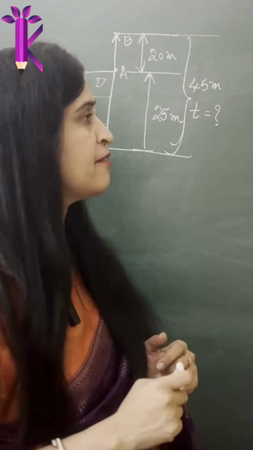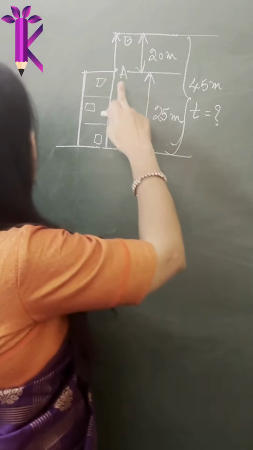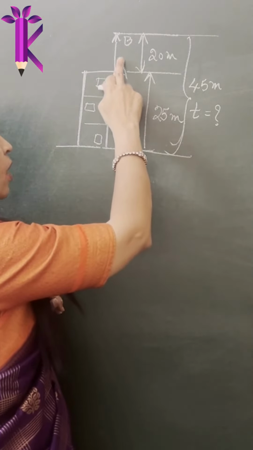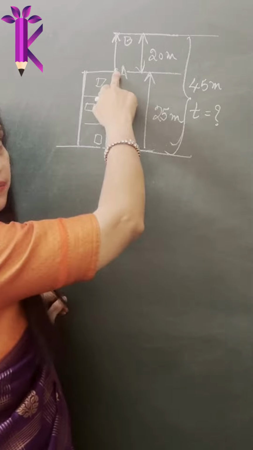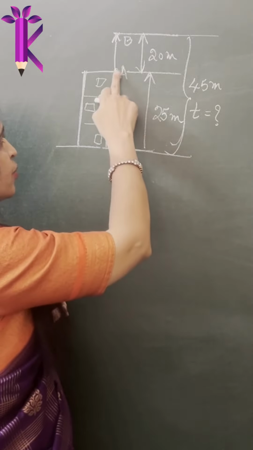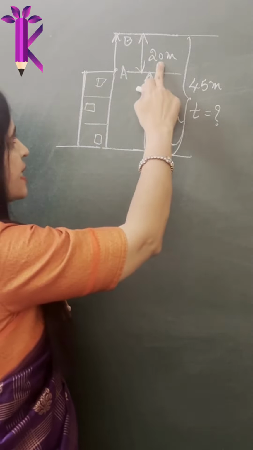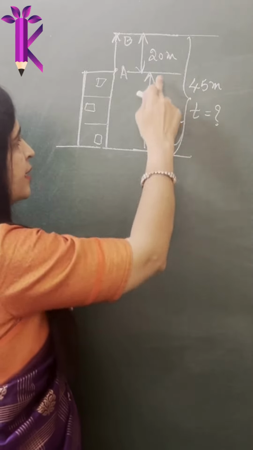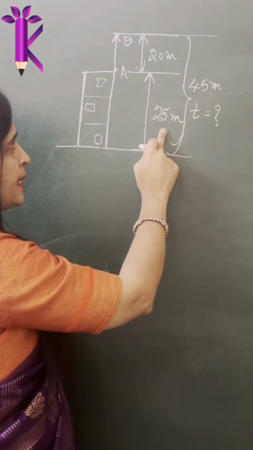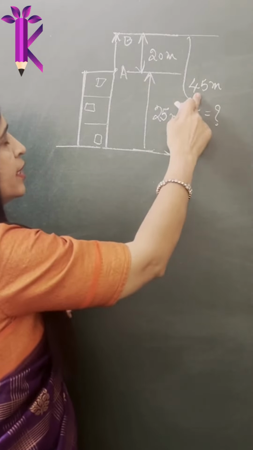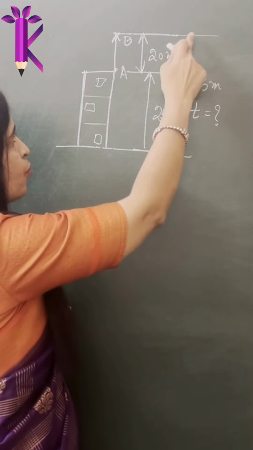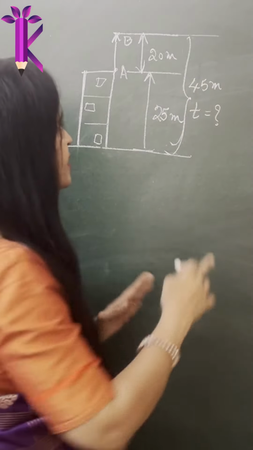So here you have a scenario. Imagine you have thrown a ball vertically upwards standing on top of a building. So this is a multi-story building. You project the ball from the point A standing on top of the building. It reaches a height of about 20 meters and the height of the building from the ground is 25 meters. So totally, the height from the ground to where the ball reaches its maximum height is 45 meters.